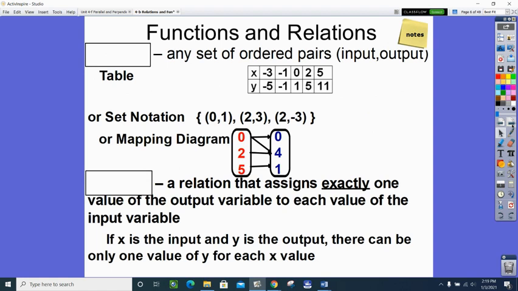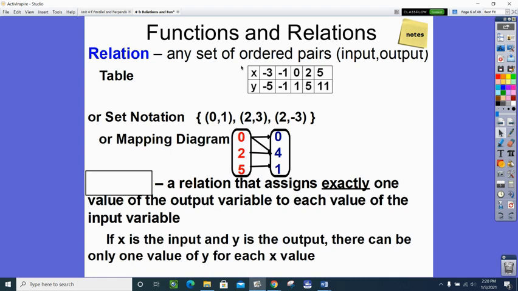So we're going to start with a word that's missing up here. Any set of ordered pairs, an input, comma, and output, can be shown in a table. It can be shown in set notation of a set of points. It can now be shown in a mapping diagram. What are all of these called? Relating that x to the y, that input to an output, is called a relation.